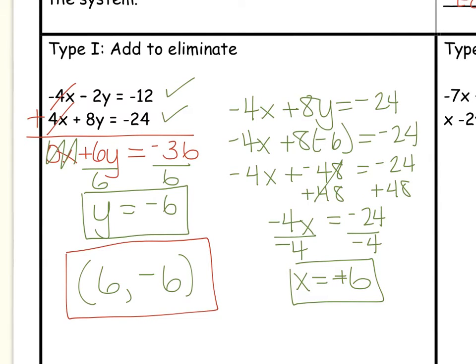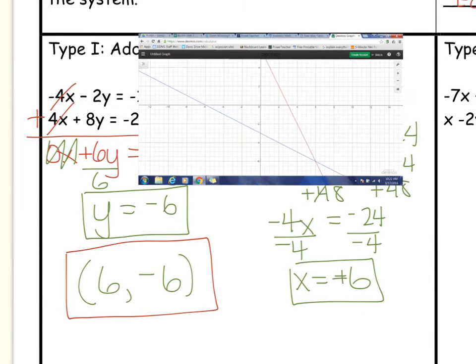So if I graph these two equations in slope-intercept form, they would intersect at that point. If you look at these two equations graphed here, negative 4x minus 2y equals 12, and 4x plus 8y equals 24, these two equations were graphed, and they intersect at the solution point.